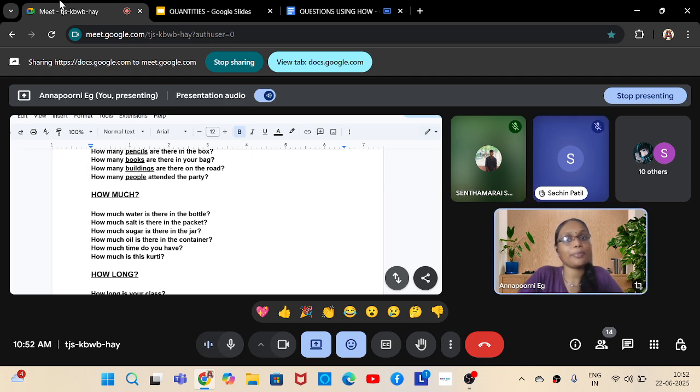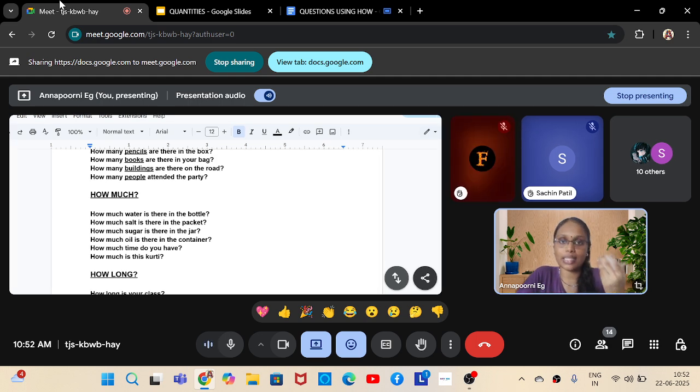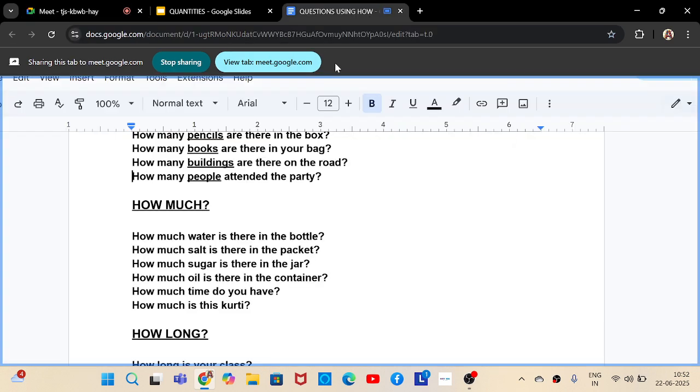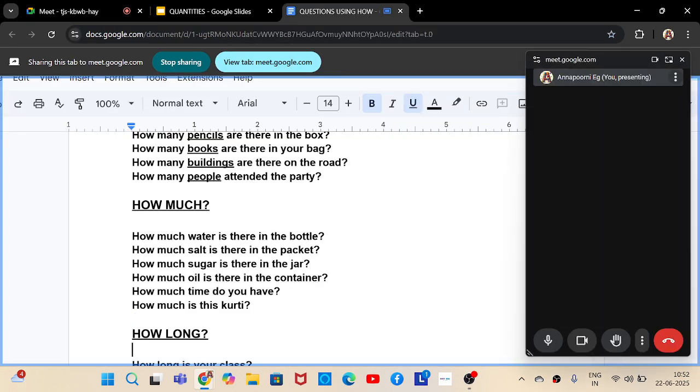So you are asking for a price of something. In fact, instead of asking how much money is this kurti, you are asking how much is this kurti. So it automatically means that you are asking the price of the kurti. You don't have to ask how much money. It is understood without using the word money itself. Or if you are going to a pet shop and you find a beautiful dog, you will ask, how much is this breed or how much is this dog? Okay, so this is where how much is used. Time and money are always uncountable.